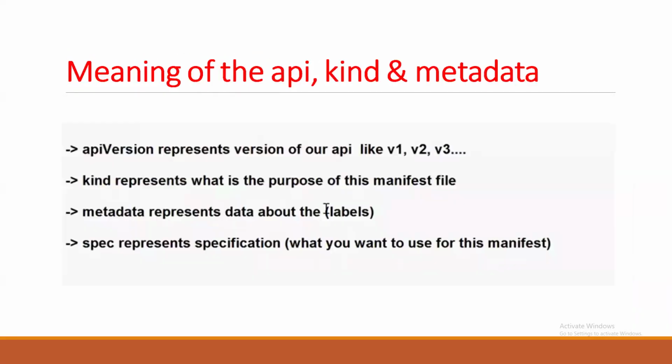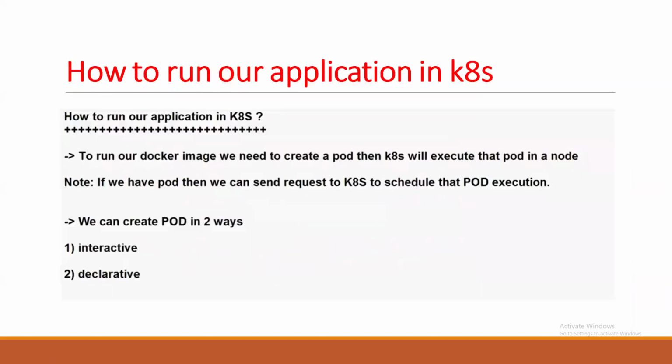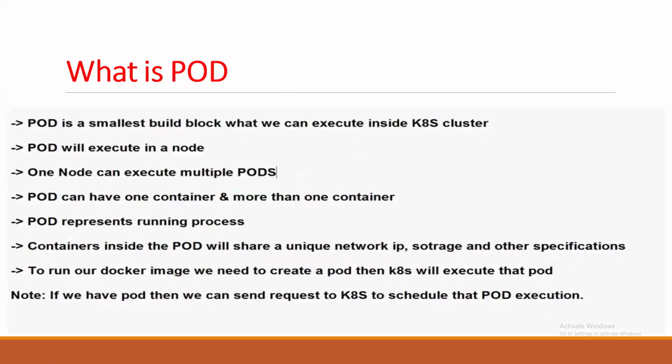Inside the pods, you can create the containers. A pod is the smallest building block that we can execute inside the Kubernetes cluster. A pod executes inside a node, and one node can execute multiple pods. Pods can have one container or more than one container. A pod represents a running process. Containers inside the pod share a unique network IP, storage, and other specifications.